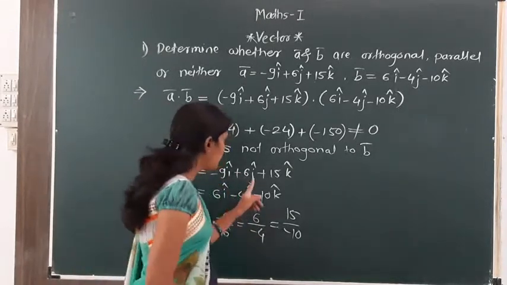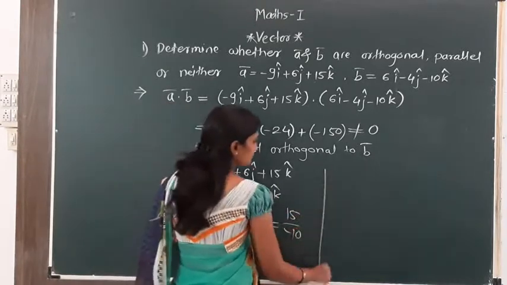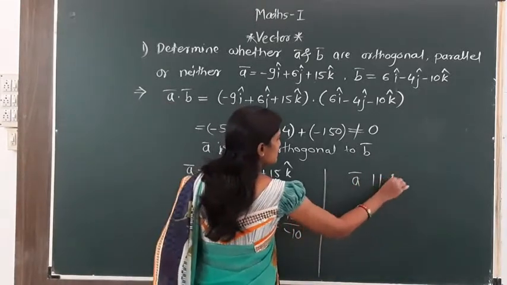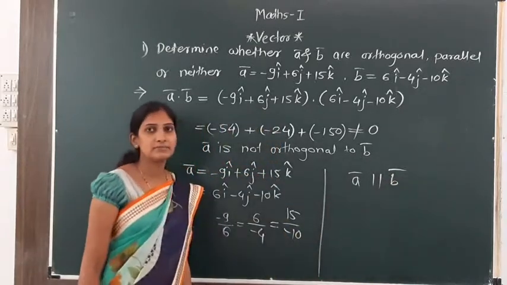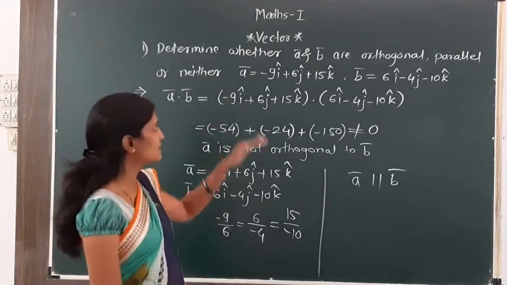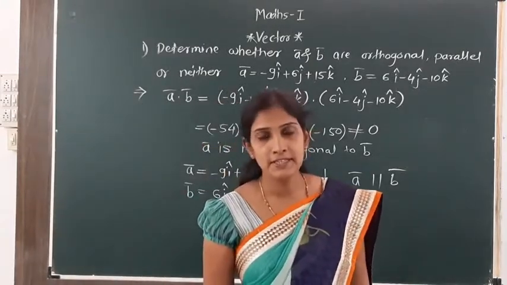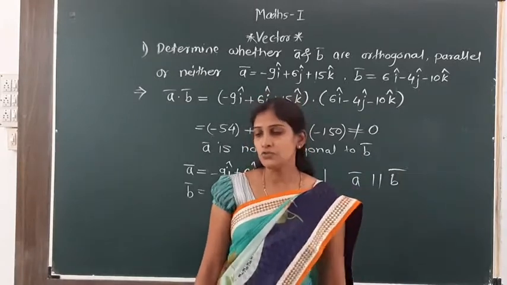If these coefficients are in proportion, then a bar is parallel to b bar. So its answer is a bar is parallel to b bar. This is our first example. Now the second example.